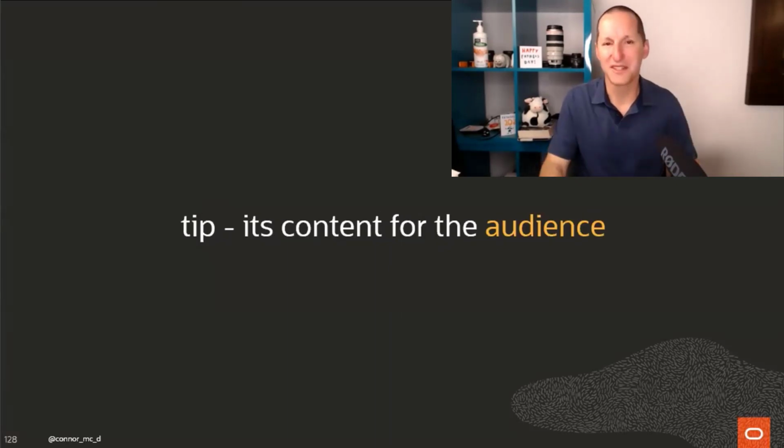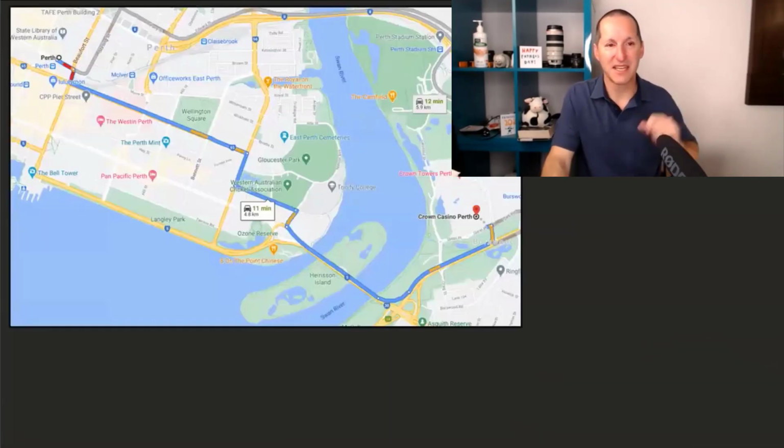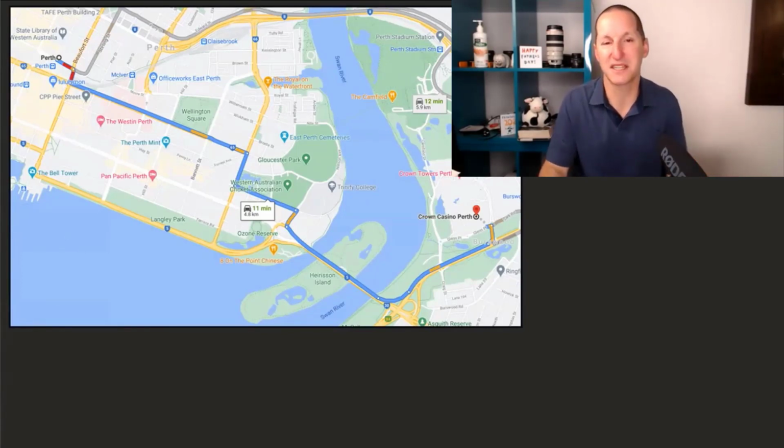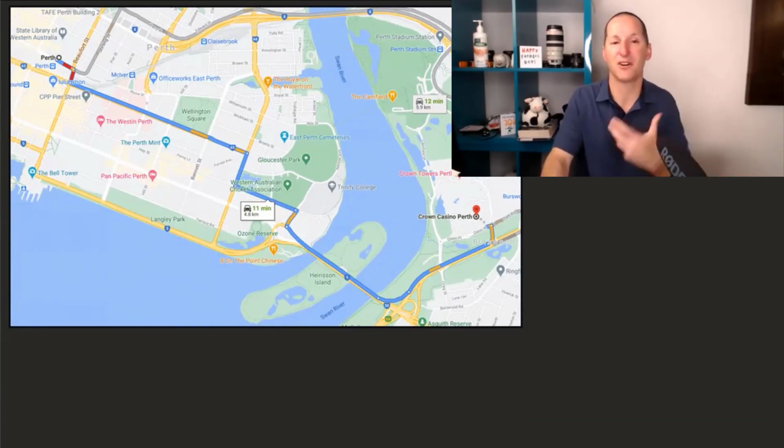When I say it is content for the audience, here's an example. If I'm doing a talk on, say, maps and spatial, it's really insulting to the audience to show them a picture of Perth, because here's the directions on how to get from Perth City to the Crown Casino. For the vast majority of people in the world attending a talk like this, they don't know where Perth is. They don't know its frame of reference to the casino. They don't know about why that might be a good drive or a bad drive. They don't know how far it is. There's no context to them.